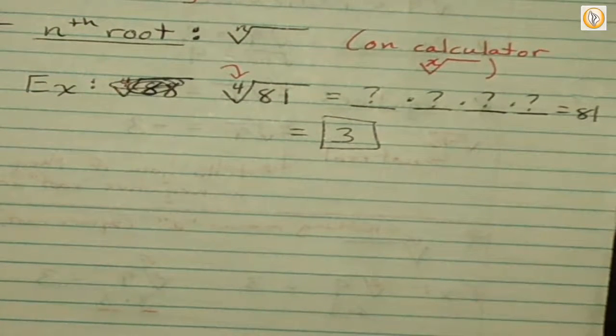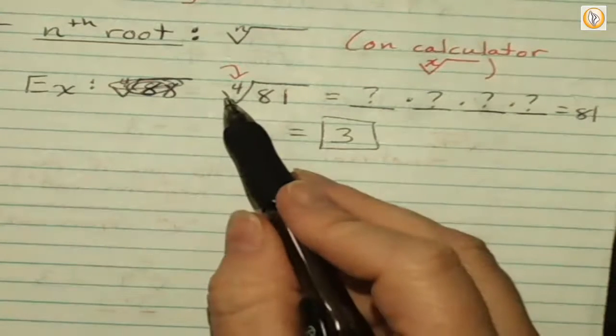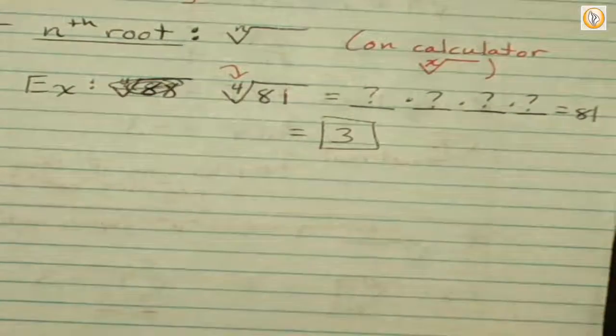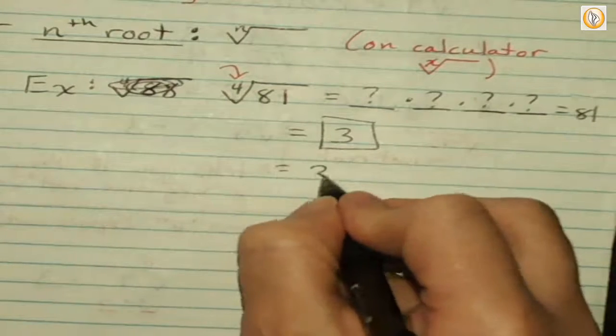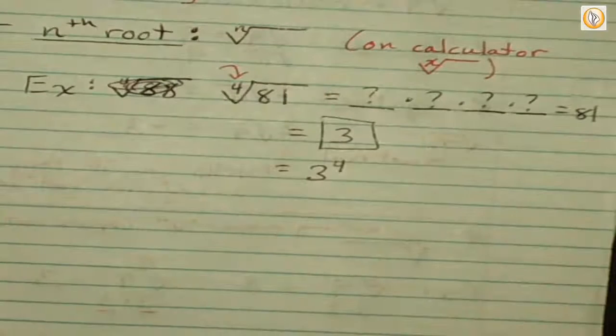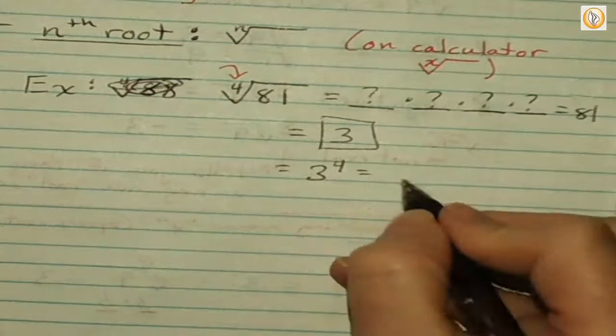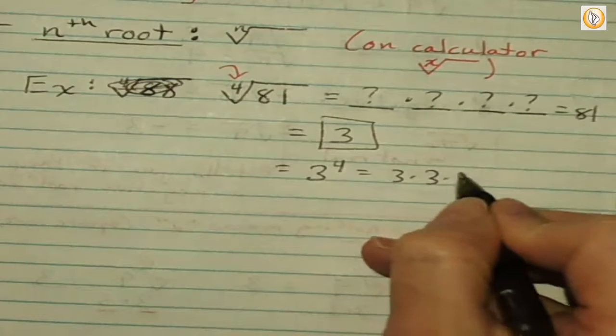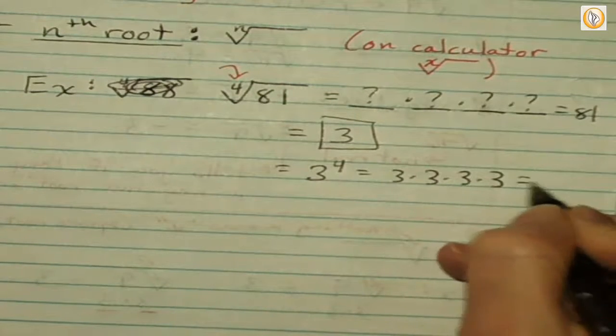And you can check yourself by applying the root to the number. That would be 3 times 3 times 3 times 3, and that gives you 81.